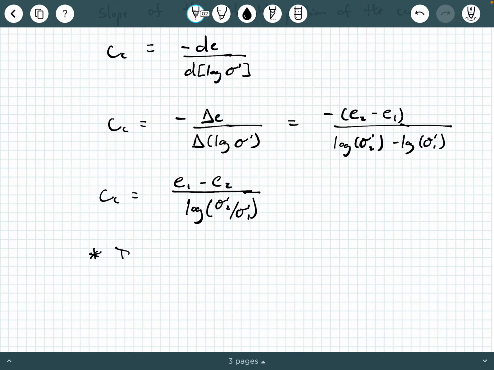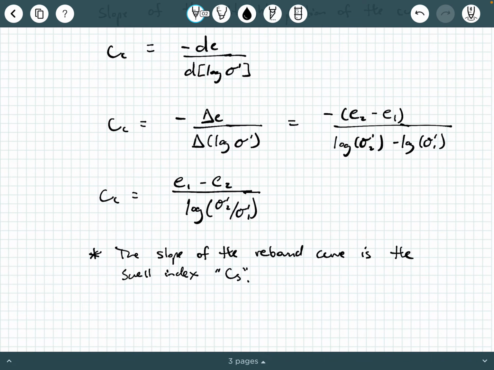we can put a note here, the slope of the rebound curve is the swell index, C sub S. You may remember that, okay?